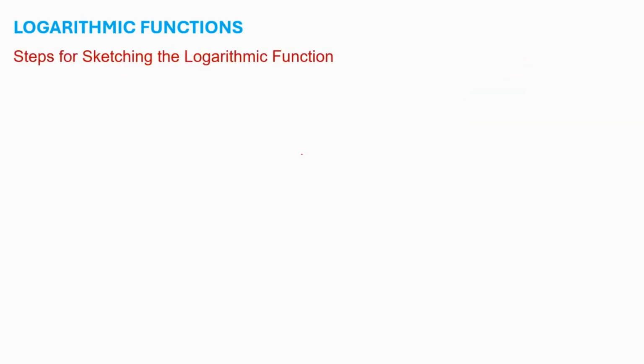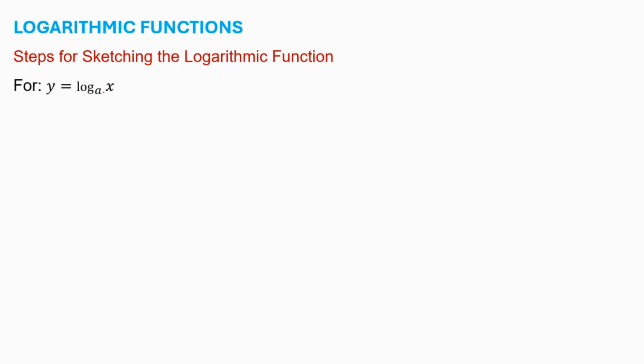Now, let's look at how we sketch this graph. Sometimes we do sketch it from the exponential function. If we have the exponential function, we just know that we have to swap things. X becomes y, y becomes x. But let's say you're given a logarithmic equation. How do you sketch the graph?